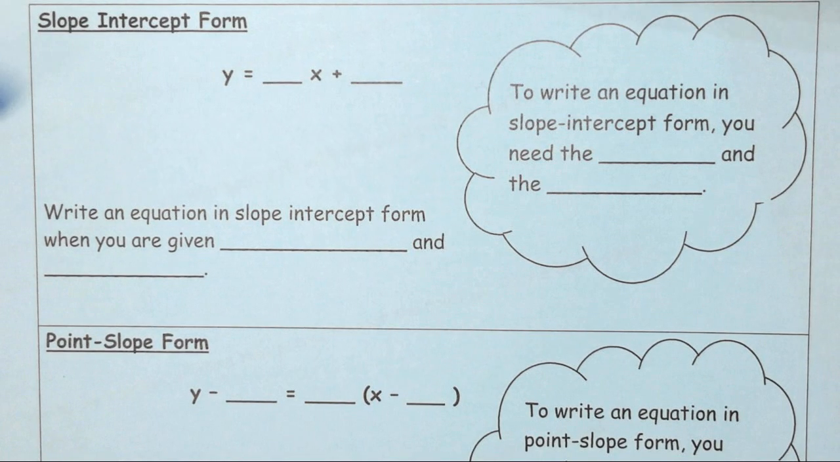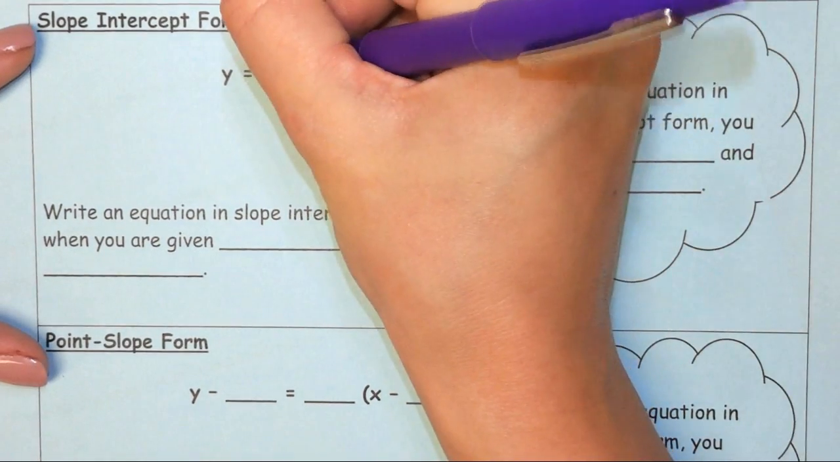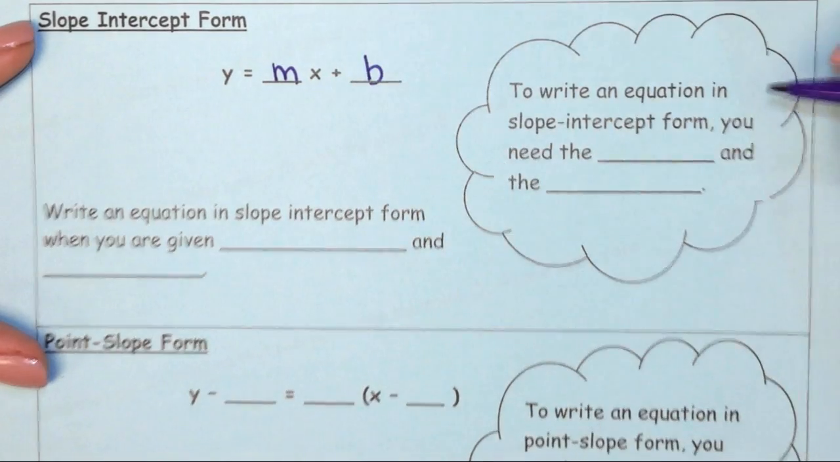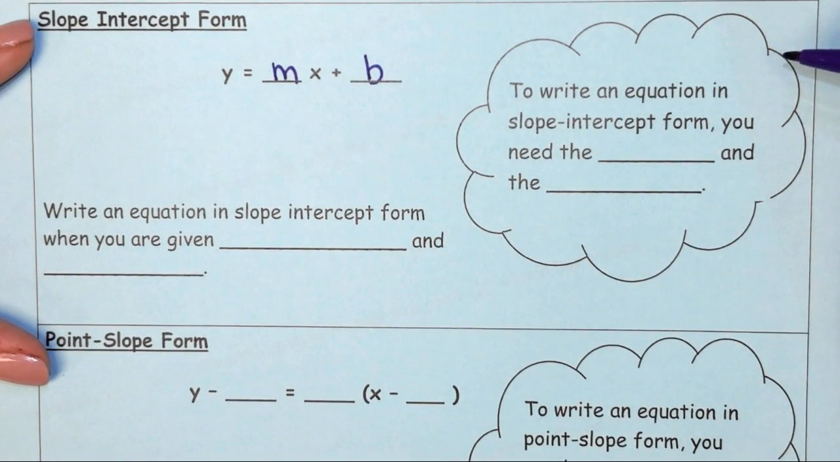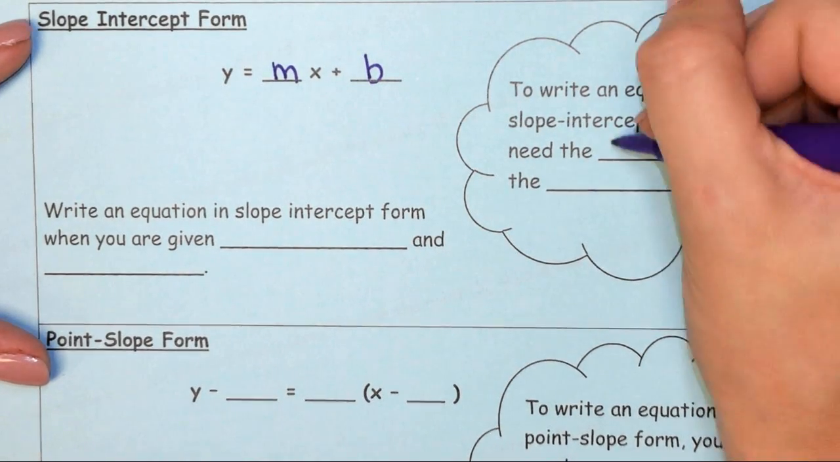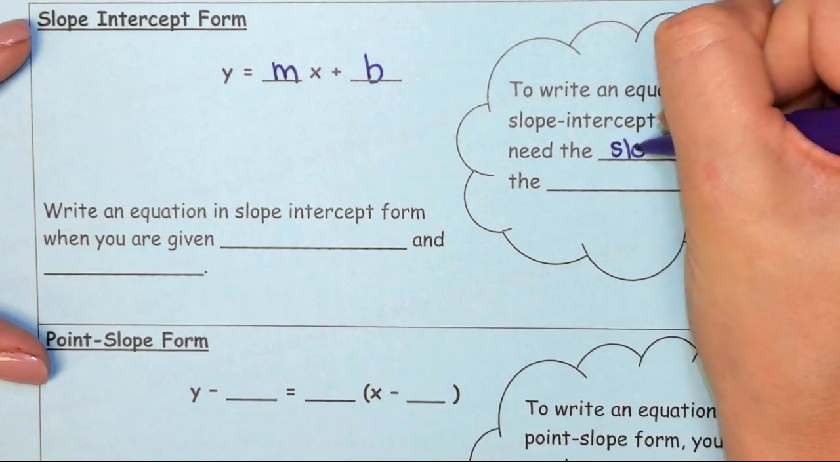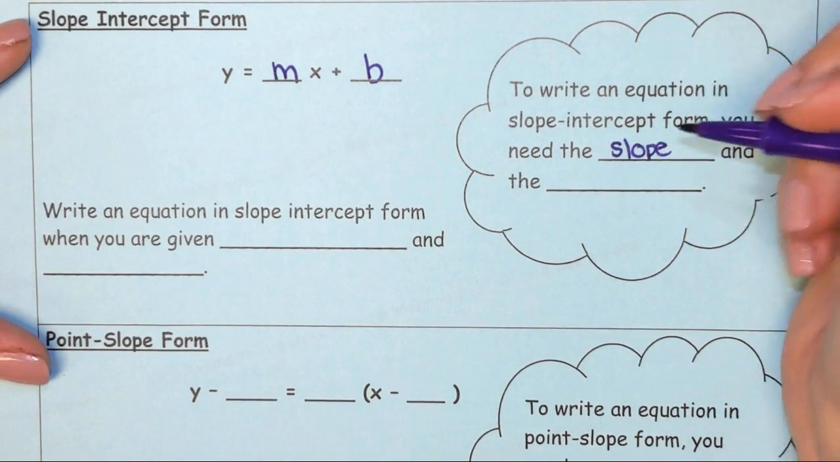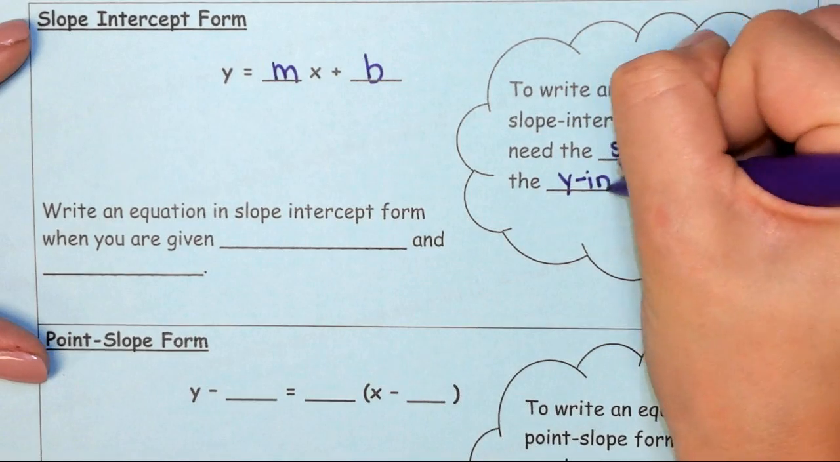The first form we have is slope-intercept form. Guys, we've done this several times. y equals mx plus b. To write an equation in slope-intercept form, you need the m, which is the slope, and the b, which is the y-intercept.